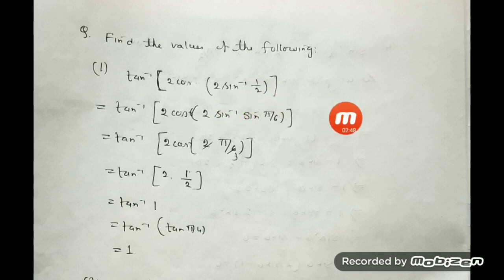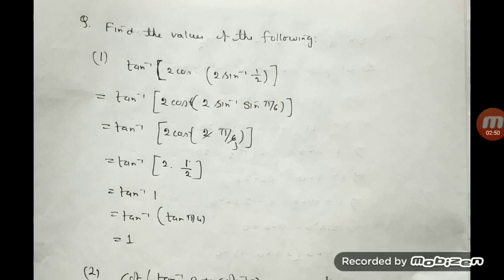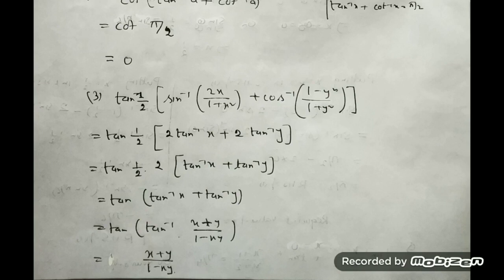Next question: cot of tan inverse a plus cot inverse a. This is a formula we got, tan inverse x plus cot inverse x. If both our values are x, the same value, we can write down pi by 2. So here a and a is same. Since tan and cot inverse sum is there, we can write down it as pi by 2. Then cot pi by 2 value is equal to 0.